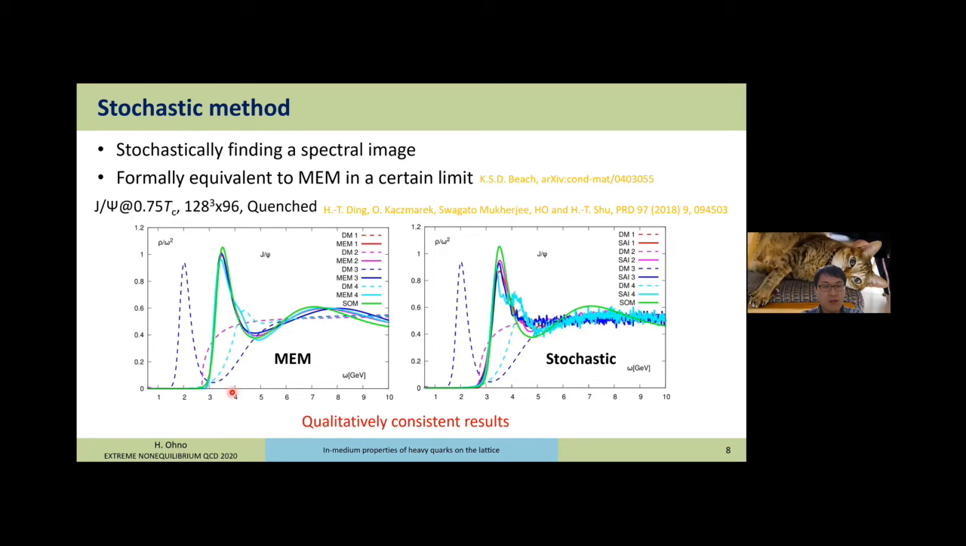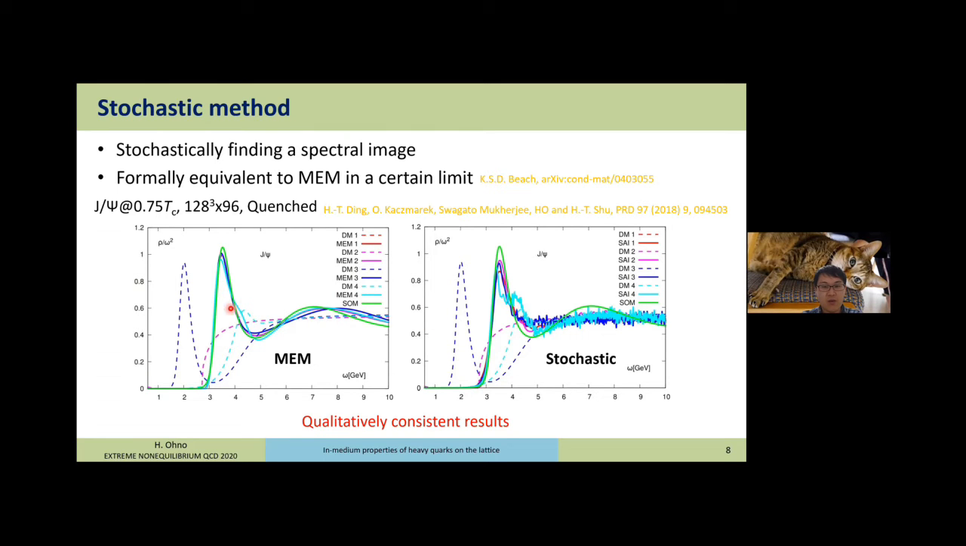The left-hand side panel shows the conventional maximum entropy method result, and the right-hand side panel shows this newly introduced stochastic method. These two plots show the charmonium vector spectral function, which corresponds to the J/psi channel at 0.75 Tc. Basically, these two methods give more or less consistent results.